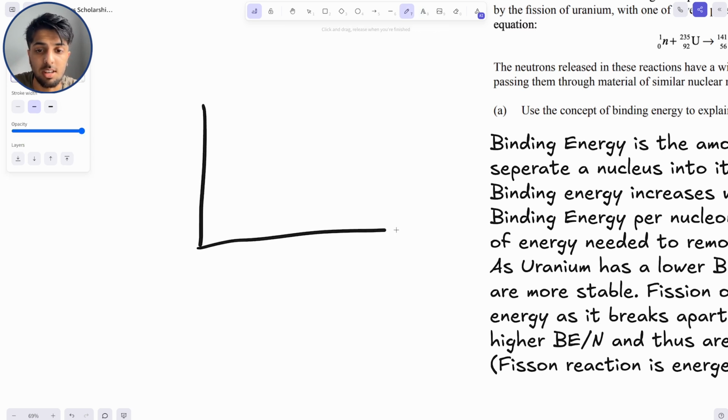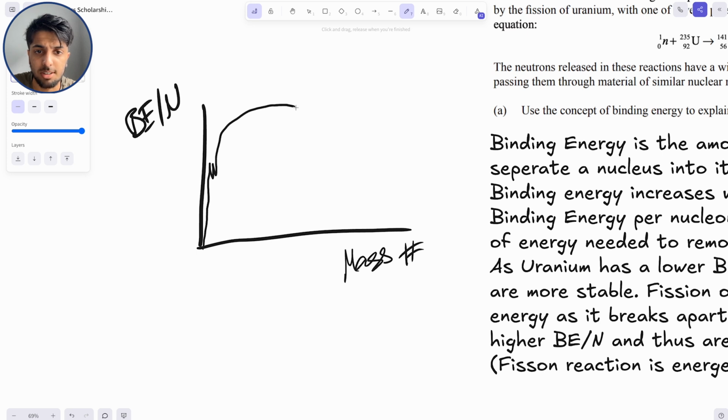We have binding energy per nucleon, and we have a mass number over here. And so we see a graph like this, and then there's some jagged lines, but then ultimately it goes up here, and then it slightly drops off. And so iron is at the peak right here, so that's Fe. And as we get to more massive elements, so elements with a higher mass number, like uranium, we can see that the binding energy per nucleon is actually less than Fe.